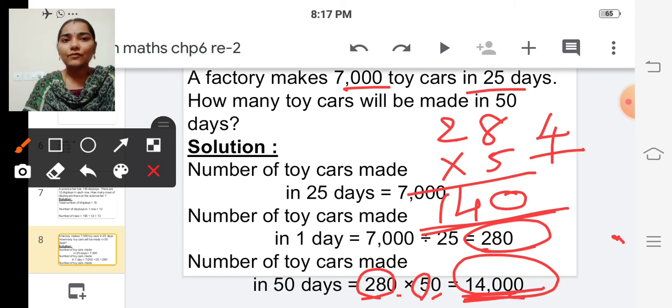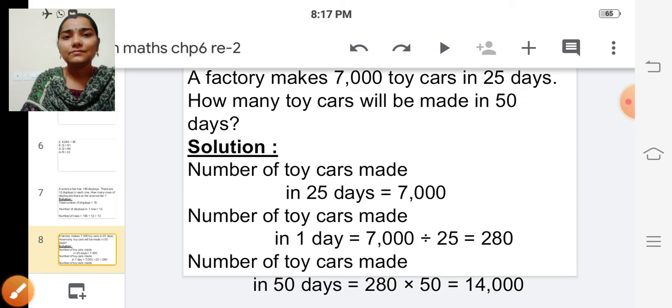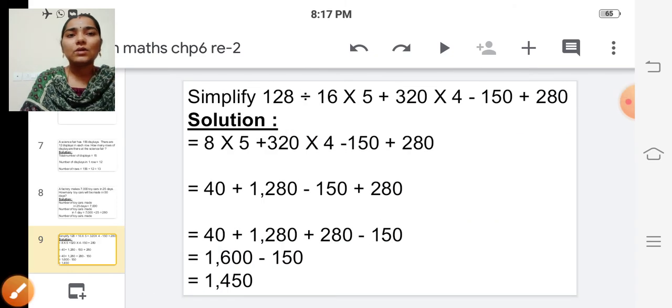And then we have to find out in 50 days, isn't it? So we have to multiply this 280 by 50. Then only we can get in 50 days how many toy cars will be made. Okay, children, have you all understood? Yes. The next one, simplify.